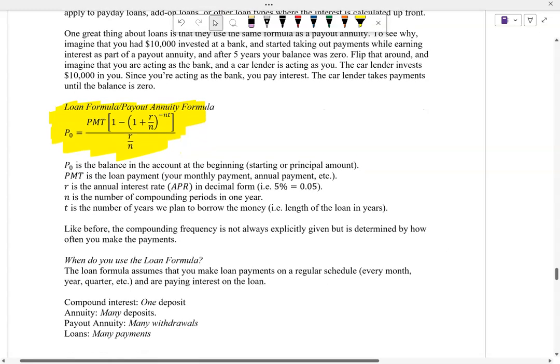And then the PMT would be your loan payment until it's zeroed out, or in other words, the future value of the annuity is zero. Okay, so similar setup. Same thing for compounding. If it's monthly, you want to have your N be 12 and so on.